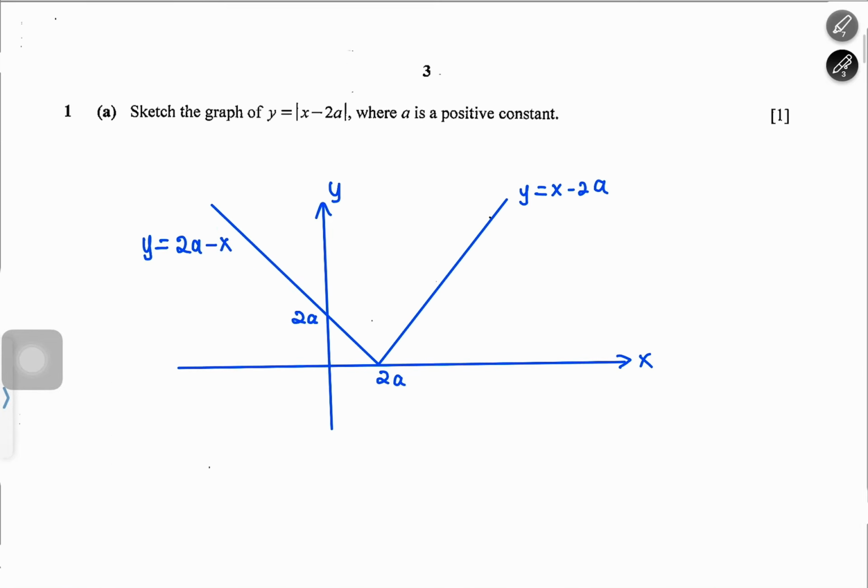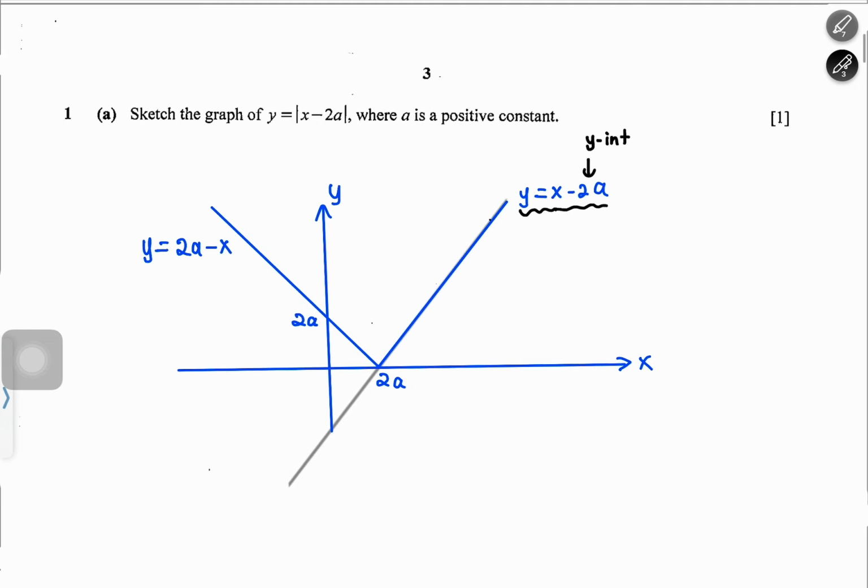The first question asks us to sketch this modulus graph. As a start, I drew y equals x minus 2a, where I know the y-intercept is going to be negative 2a. So my first stage is this one, and I labeled my minus 2a, which is here.